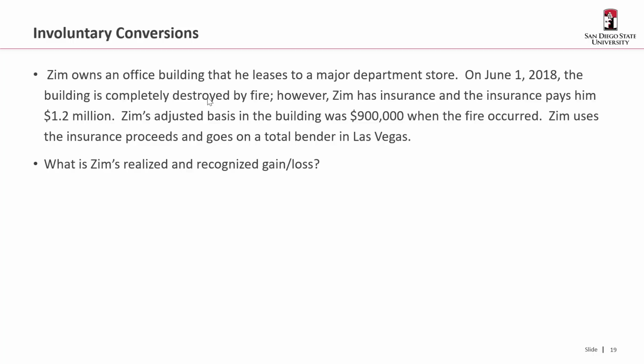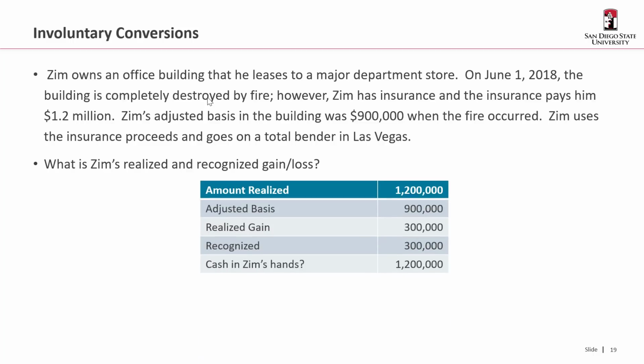So Zim uses the insurance proceeds of $1.2 million, goes on a total shrooms bender in Las Vegas. What is Zim's realized and recognized gain or loss? Well, the amount he realizes is $1.2 million. That's the insurance proceeds he receives. His adjusted basis in the building when the fire occurred was $900,000. His realized gain is $300,000. His recognized gain is $300,000. And how much cash is in Zim's hands? $1.2 million, at least before he has to pay any taxes. So clearly, Zim is in a position to pay taxes on this gain.